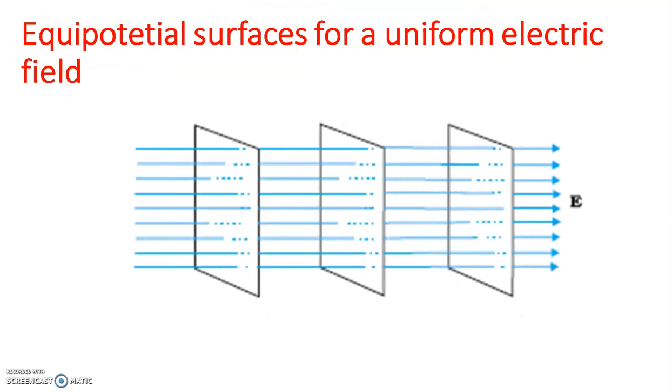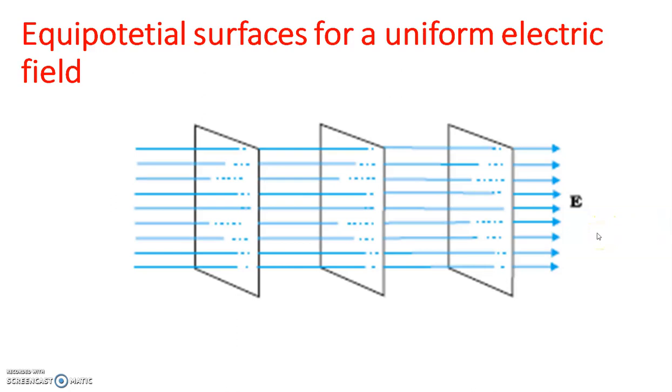And last one, we are going to discuss equipotential surfaces for a uniform electric field. Uniform electric field means parallel field lines will be there. So equipotential surfaces will be planes which are perpendicular to that electric field.